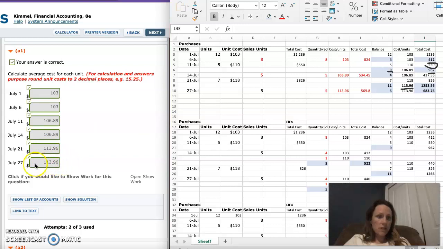We don't buy any more units at a different unit price, so we keep that for July 27. We get 113.96.